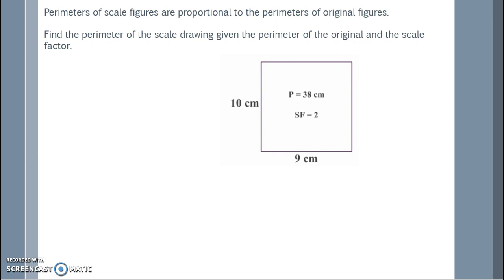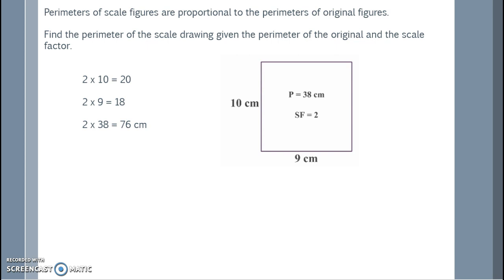Perimeters of scale figures are proportional to the perimeters of the original figures. Find the perimeter of the scale drawing given the perimeter of the original and the scale factor. So we have the perimeter of 38 centimeters, and we're giving this a scale factor of 2. So 2 times the side length of 10 would be 20, and 2 times the side length of 9 would be 18. So 2 times the perimeter of 38 would have to be 76.